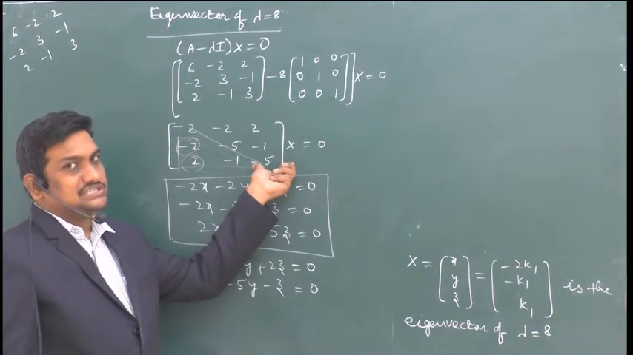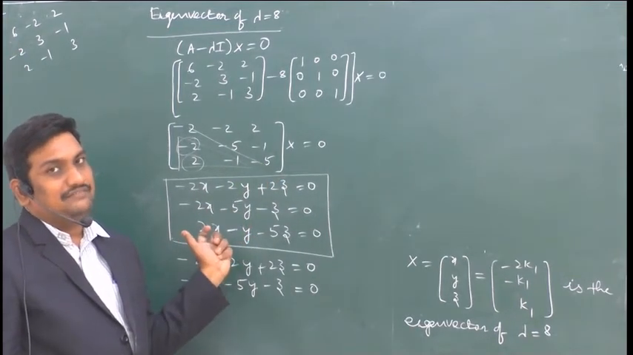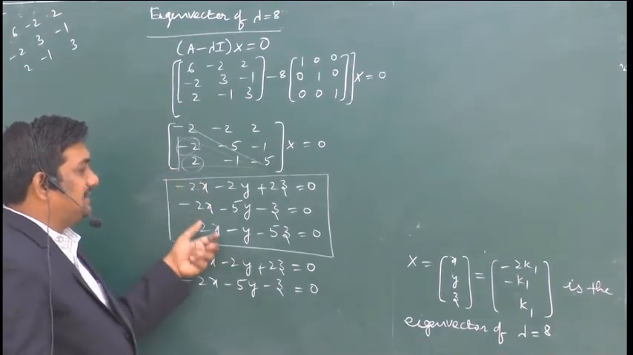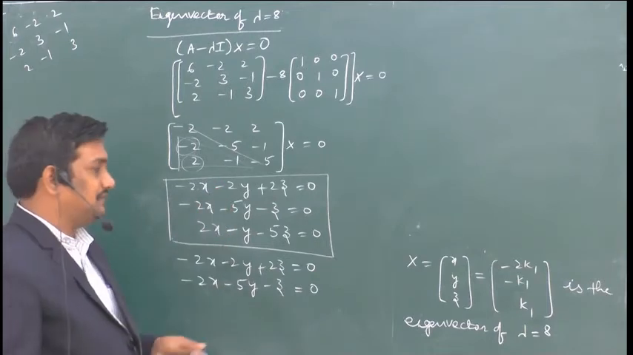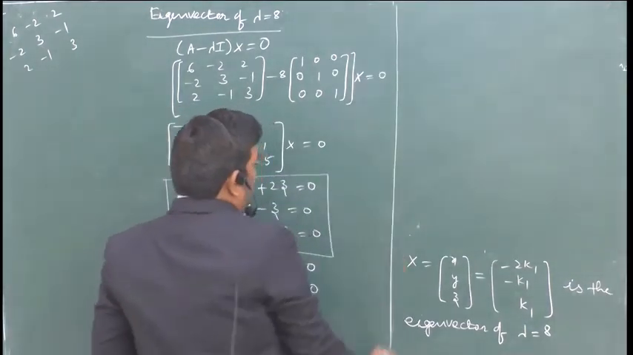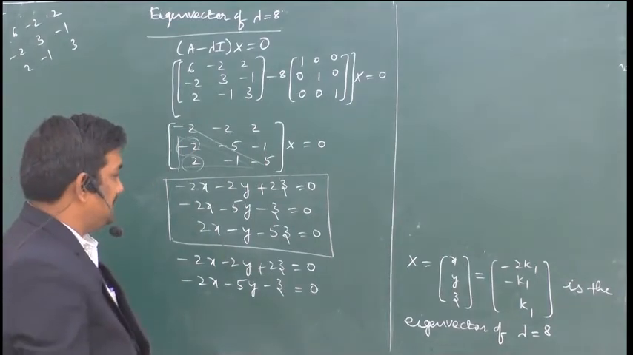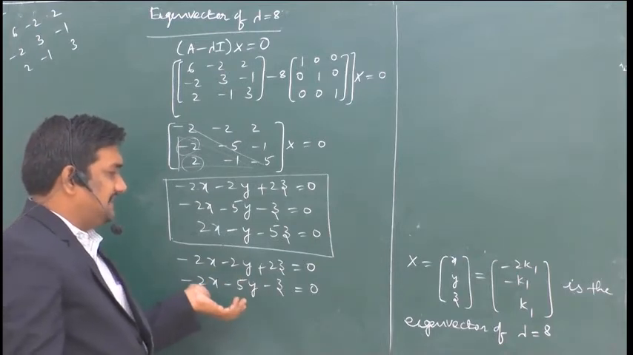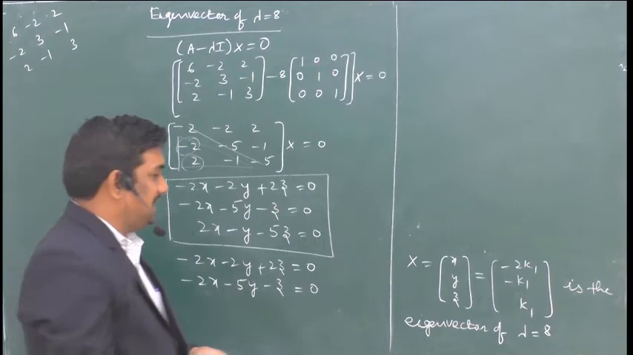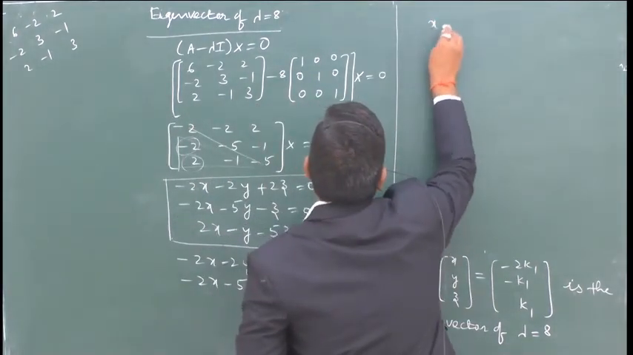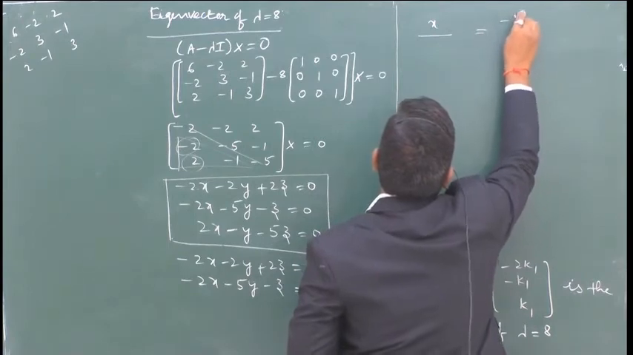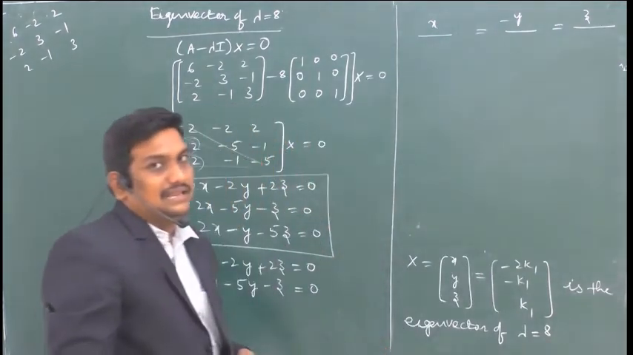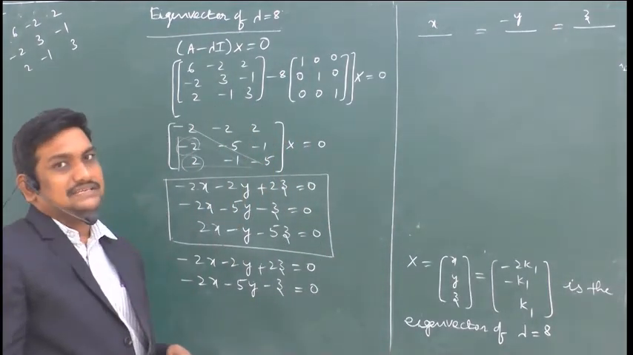After the matrix representation, let us write the equations. From the system of equations, identify two different equations. I have identified these two. You can take 1 and 3 also, or you can take 2 and 3 also. Any choice will be correct. Now you need to find the x, y, z values. The approach is, let us write x by something equals minus y by something equals z by something.